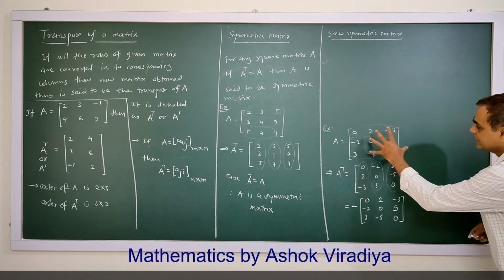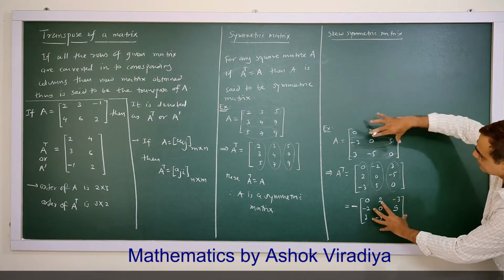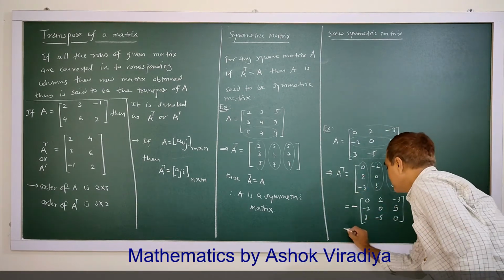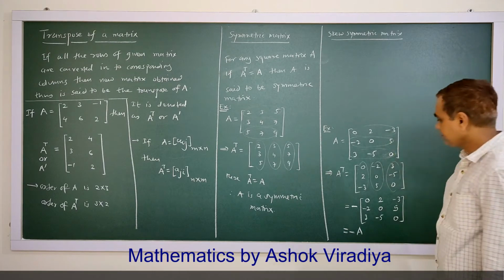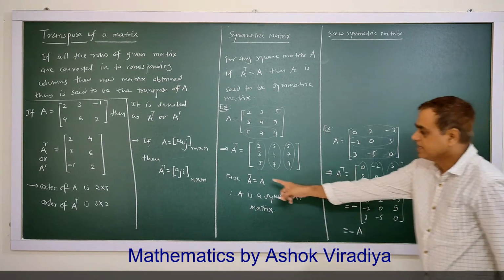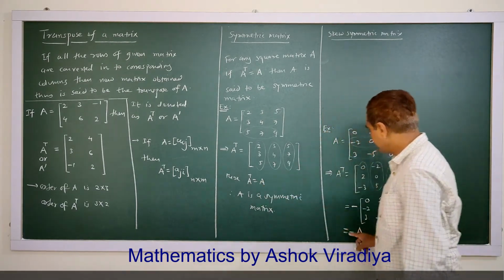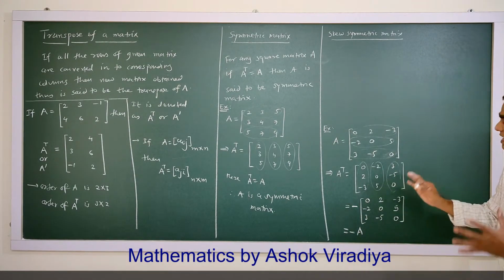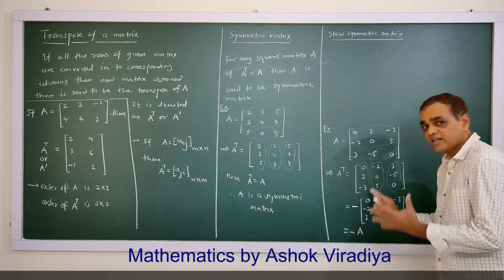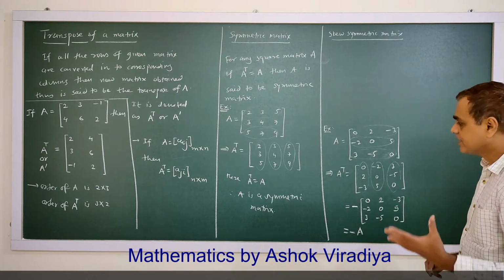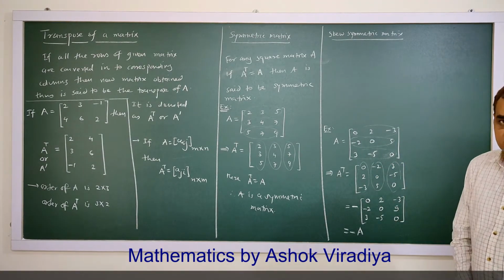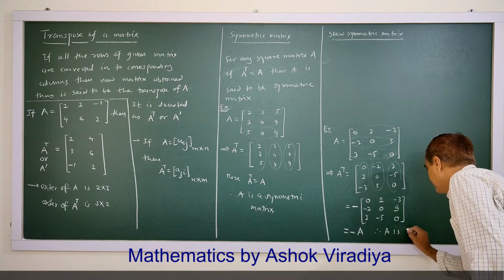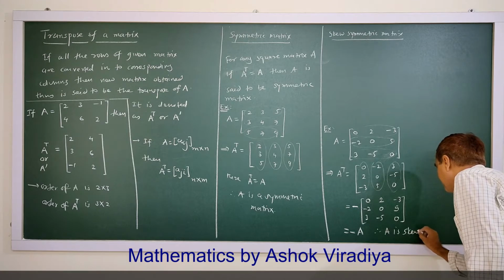And now observe with this matrix. You can see that these are the same. It is A. So A transpose is equal to minus A. In the earlier case, A transpose is equal to A. Here A transpose is minus A. So whenever A transpose is minus A, then matrix A is said to be a skew symmetric matrix. Therefore, matrix A is a skew symmetric matrix.